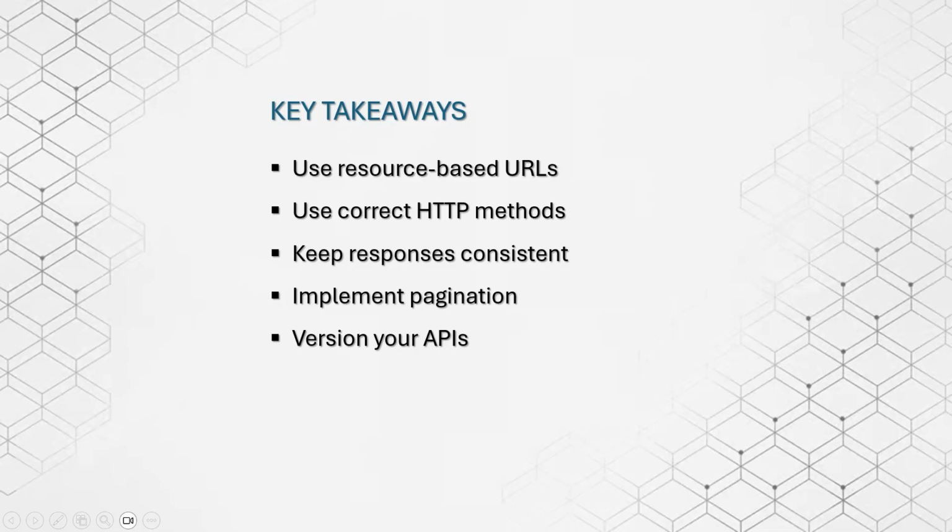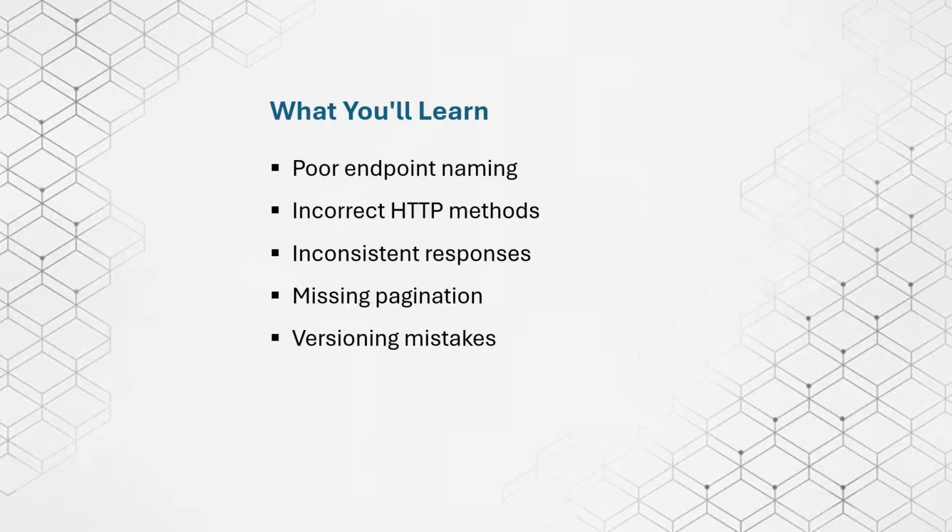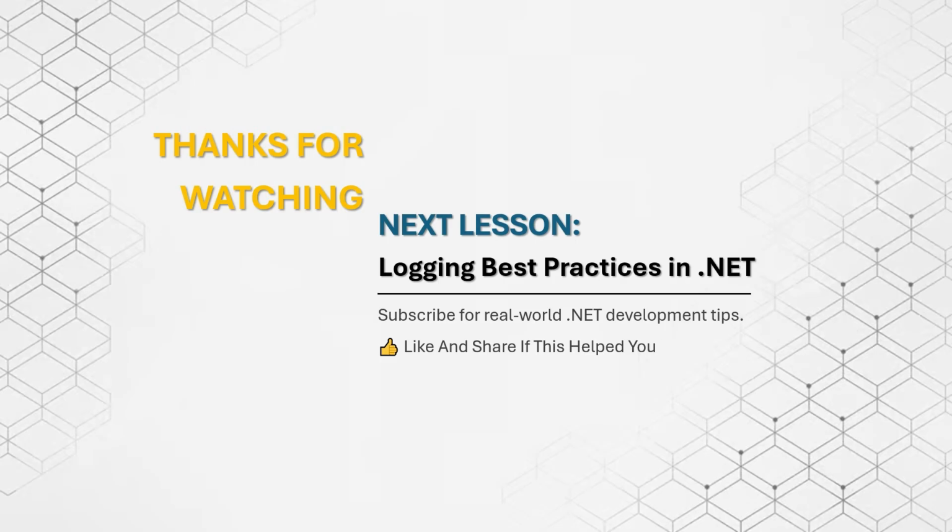That's it for this lesson. Today we explored several common API design mistakes and discussed how small design decisions can have a big impact on usability, maintainability, and scalability. We looked at resource-based endpoint design, proper use of HTTP methods, consistent response structures, pagination, and API versioning. Remember, an API is a contract between your application and its consumers. The clearer and more consistent that contract is, the easier it becomes for other developers to use and integrate with your services. Good API design isn't just about today's requirements. It's about building APIs that can evolve and remain maintainable over time.